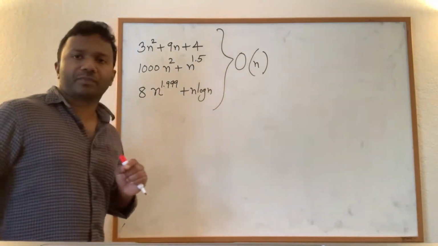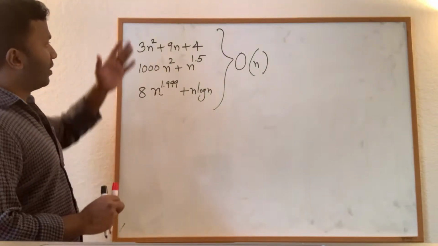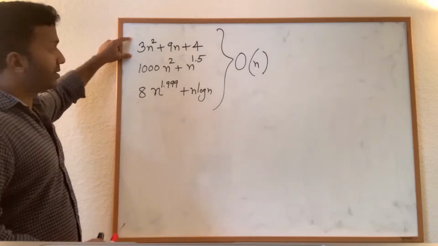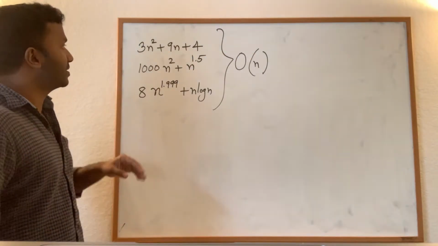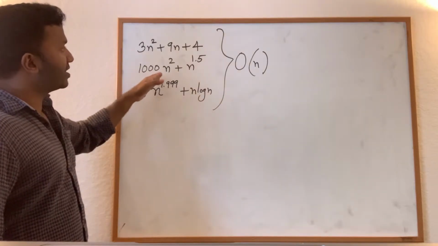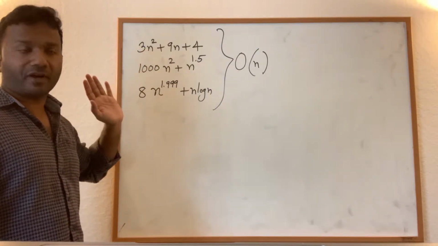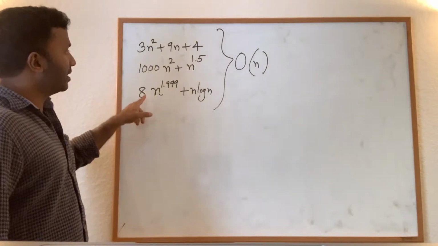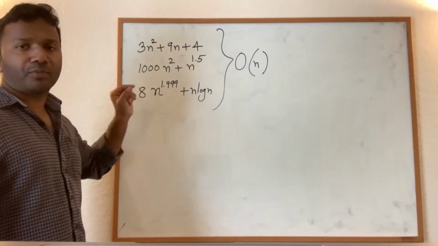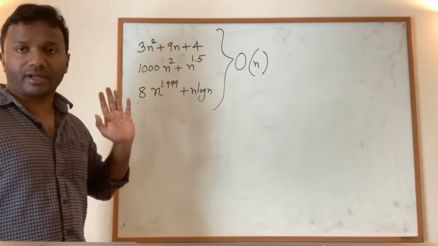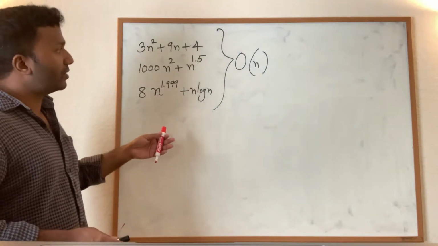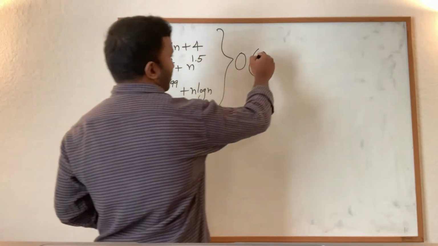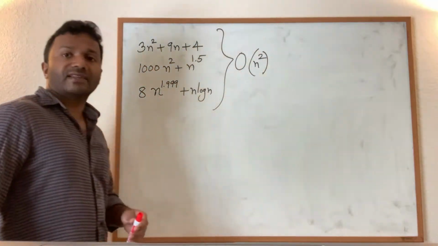Alright, so let's continue with big O of n. What I have written here is three functions. The first one is 3n square plus some other terms. The second one is 1000 n square plus n raised to 1.5. The third one is 8 times n raised to 1.999 plus n log n. And what I'm claiming here is, in the asymptotic sense, all of these can be written as big O of n square.